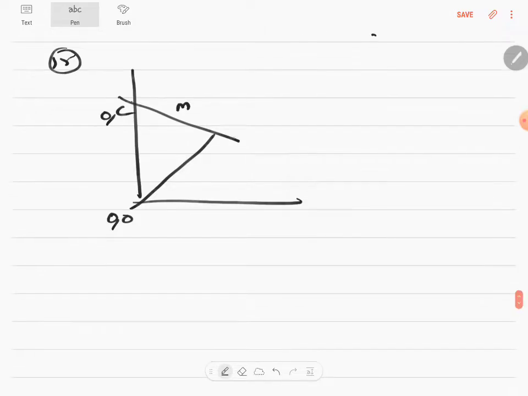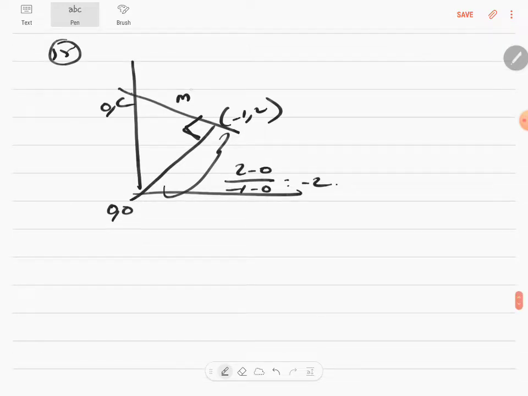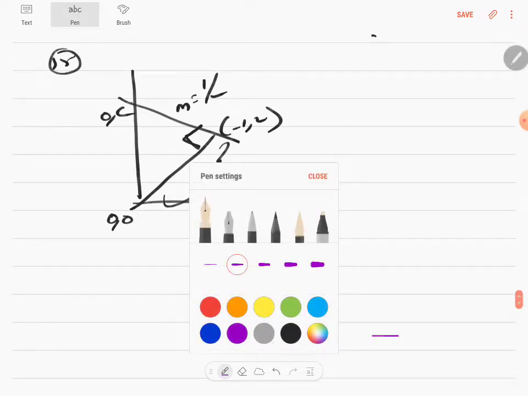It meets it at the point (-1, 2). Therefore you can find the slope. This is a perpendicular, right? It's given: perpendicular from the origin to the line. So this is the slope, which is y2 minus y1 by x2 minus x1, which is minus 2. Therefore the slope of this is 1 by 2. So the slope of this is the opposite reciprocal, that way you get the slope of this line.